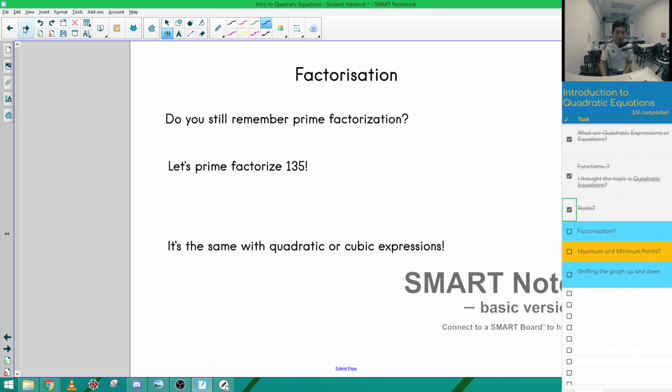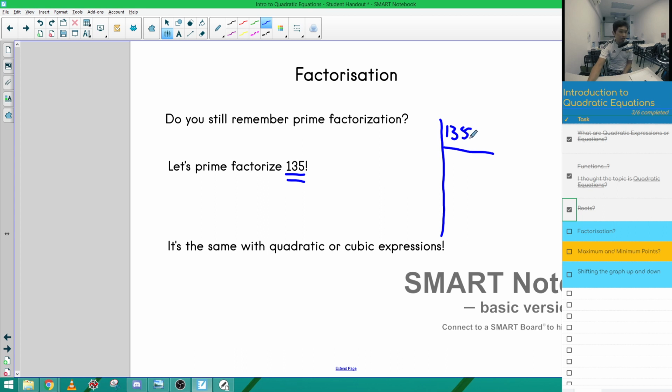Factorization is not new. If we talk about factorization, we can recall in secondary 1, we learned about prime factorization. Let's prime factorize the number 135. You want to prime factorize using this method. I think it's called continuous division. I'm not too sure about the name.